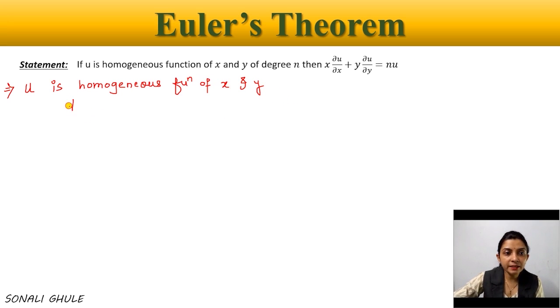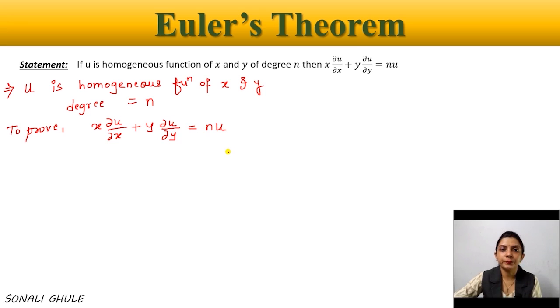Okay. And the degree of this homogeneous function is what? n. Okay. And we have to prove that x ∂u/∂x + y ∂u/∂y = n u. This we have to show here, right? So see, from the given part, u is a homogeneous function of x and y of degree n.